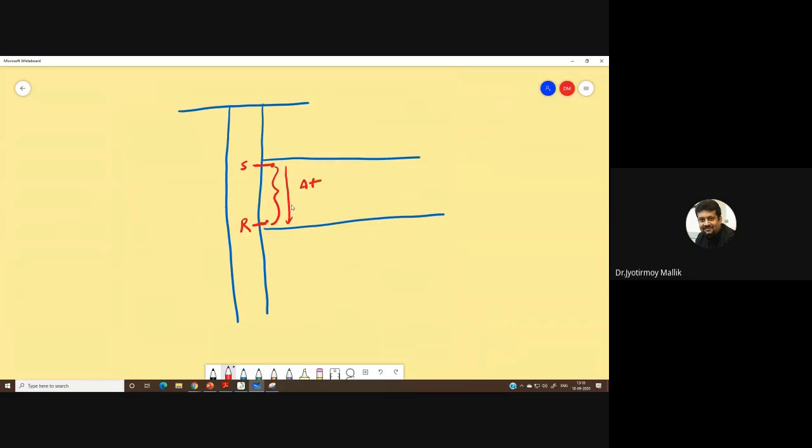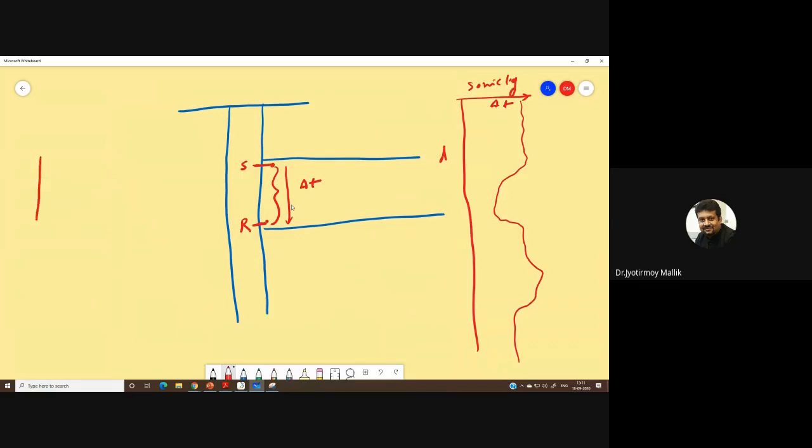A sonic log essentially shows you the variation of delta T with respect to depth. In some cases the delta T will be higher, in some cases lower, and so on and so forth. That is my sonic log. Now, what is the philosophy of calculating porosity from the sonic log?